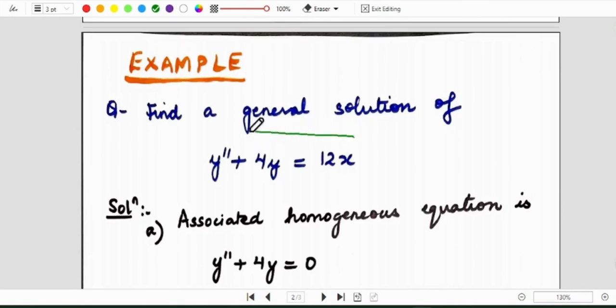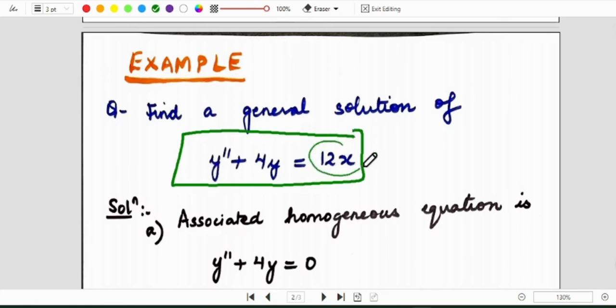Suppose this is a second order equation. You can see it's second order, and it's linear because y and the derivatives are all appearing with power 1. It's non-homogeneous because the right hand side is 12x, it's not 0. So it's a non-homogeneous linear differential equation given to us, and we are expected to find the general solution.